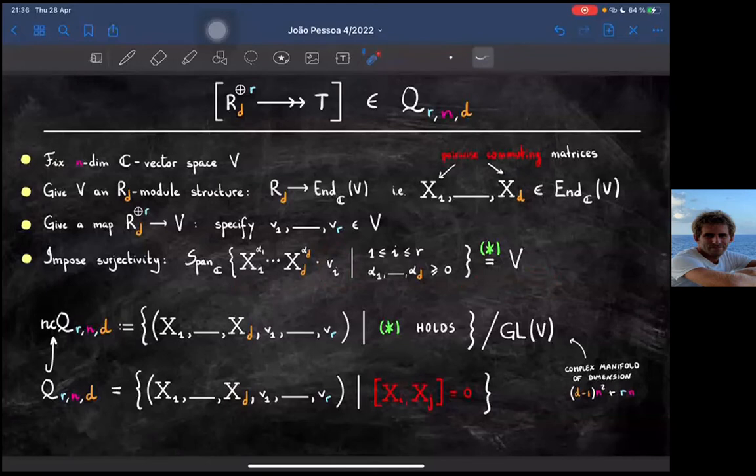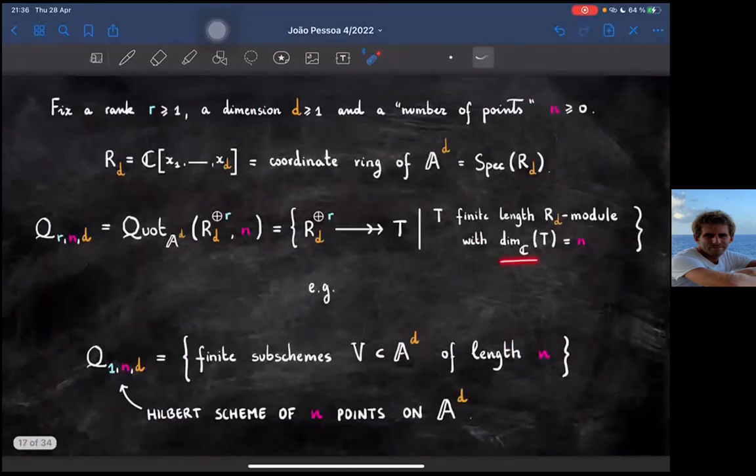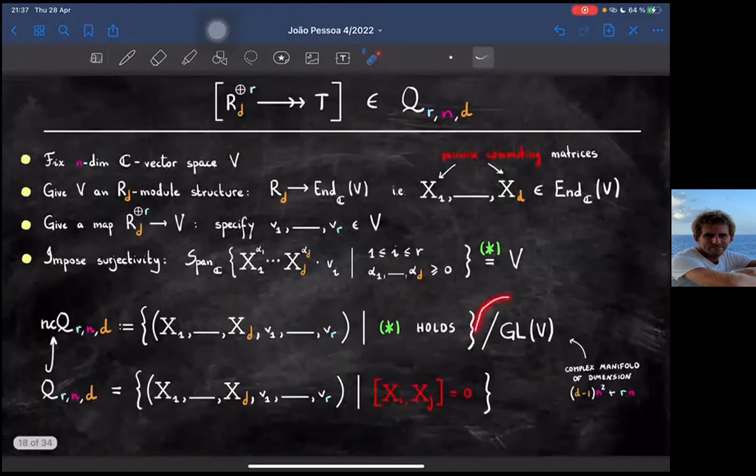Now I construct a manifold which encodes all these data except this commutativity, which I asked you to forget. So let's do it. We have D matrices, R vectors, and the spanning condition, this condition here. However, one thing to remember is that we chose a vector space, okay? But here there was just a condition that the dimension is equal to n. So we have to forget about this choice. And so we mod out by GLV.